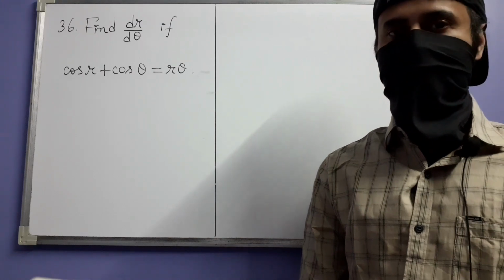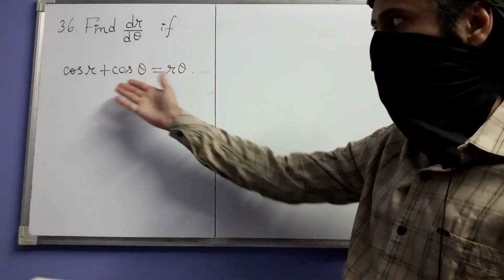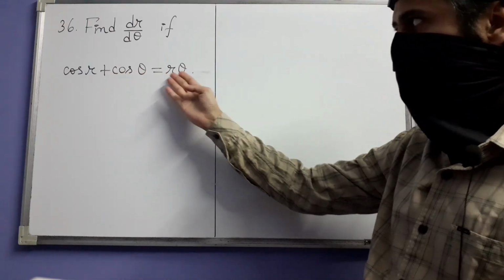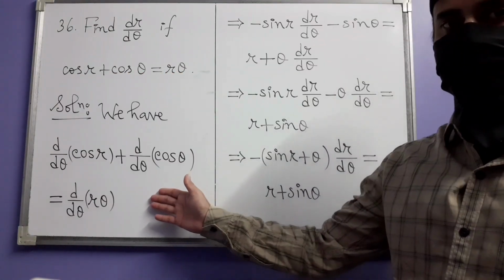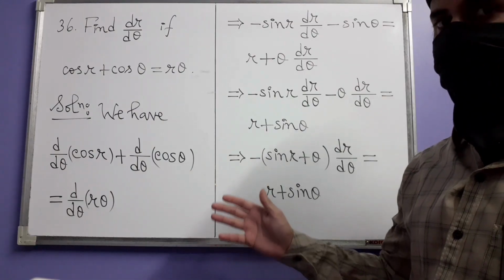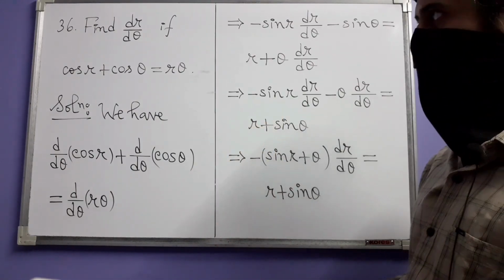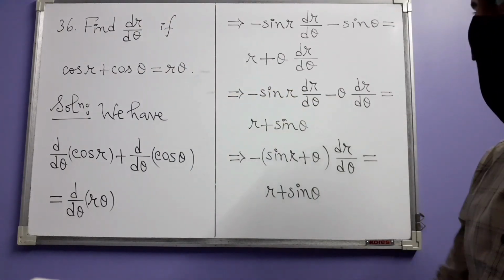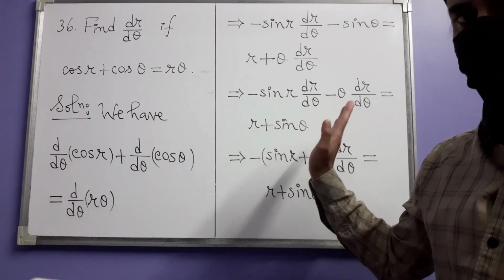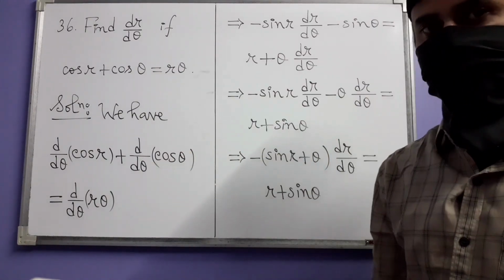Next we have number 36, where we have to find dr/dθ from this equation: cos r + cos θ = rθ. So the solution starts like this. We of course are going to differentiate both sides with respect to θ implicitly, assuming that r is a differentiable function of θ. You can write those things in the beginning, but I am just simply writing we have this.